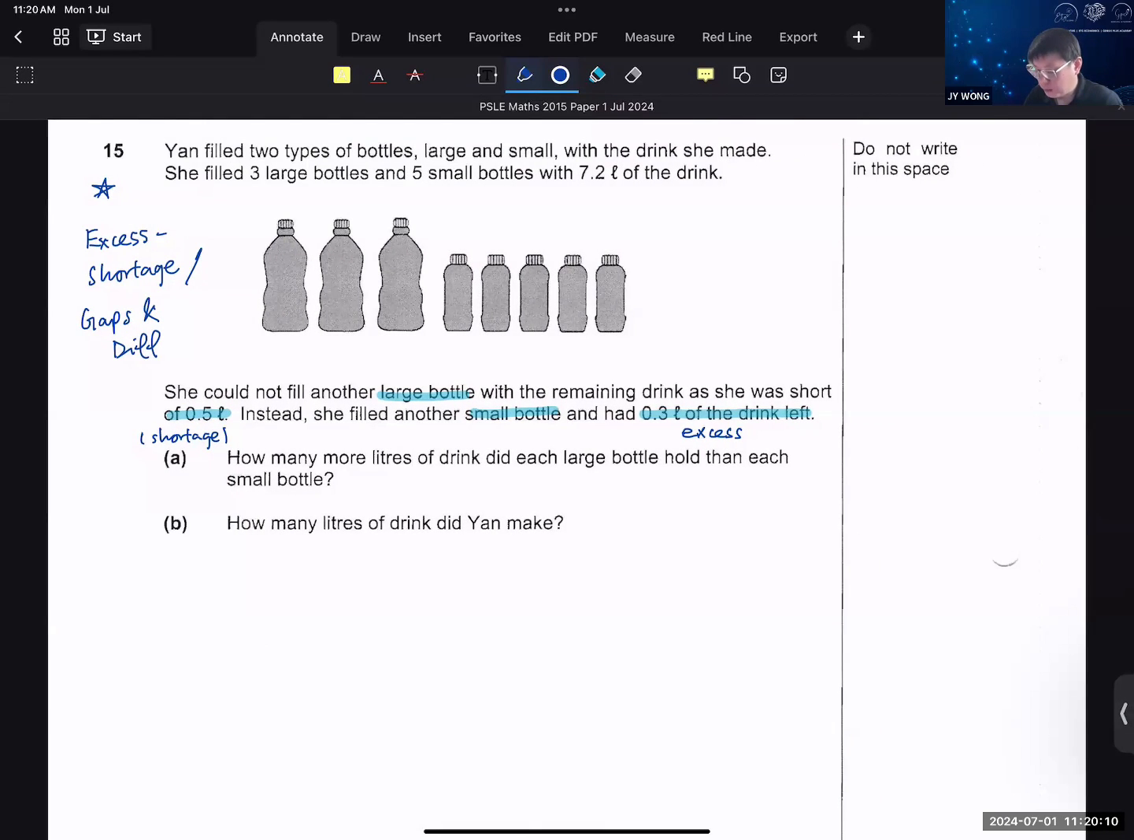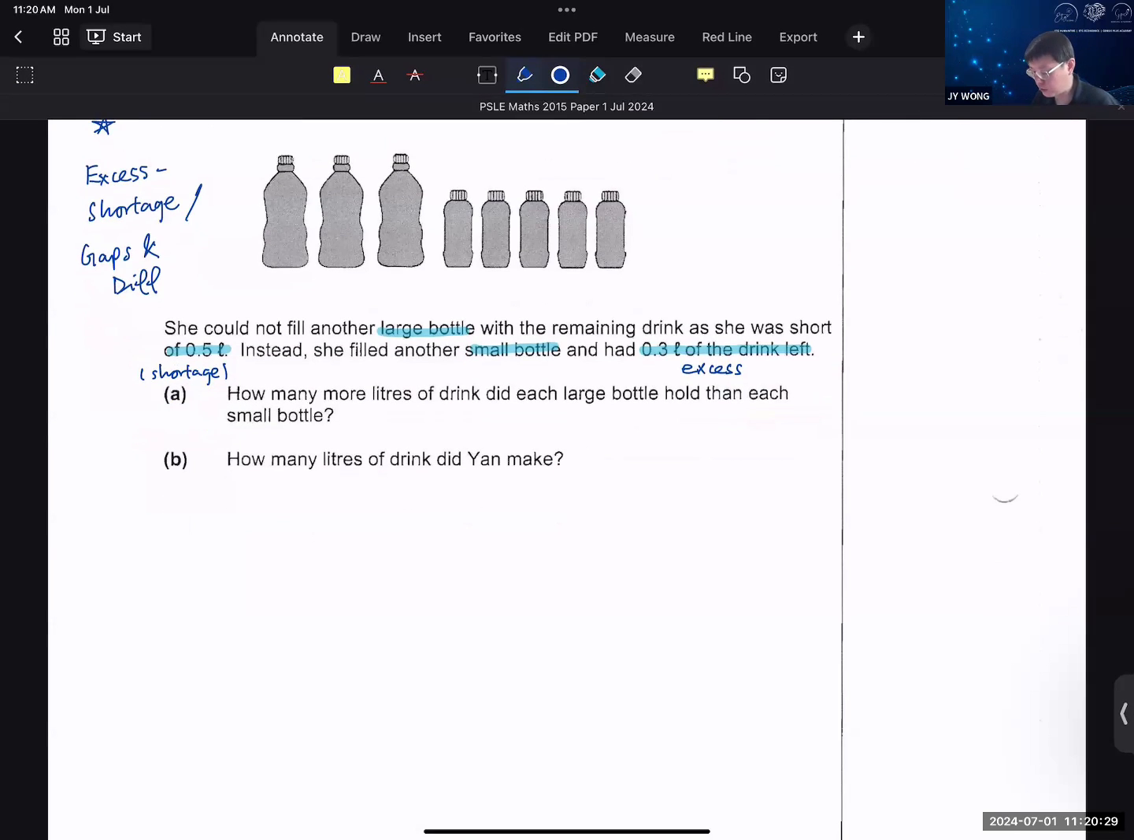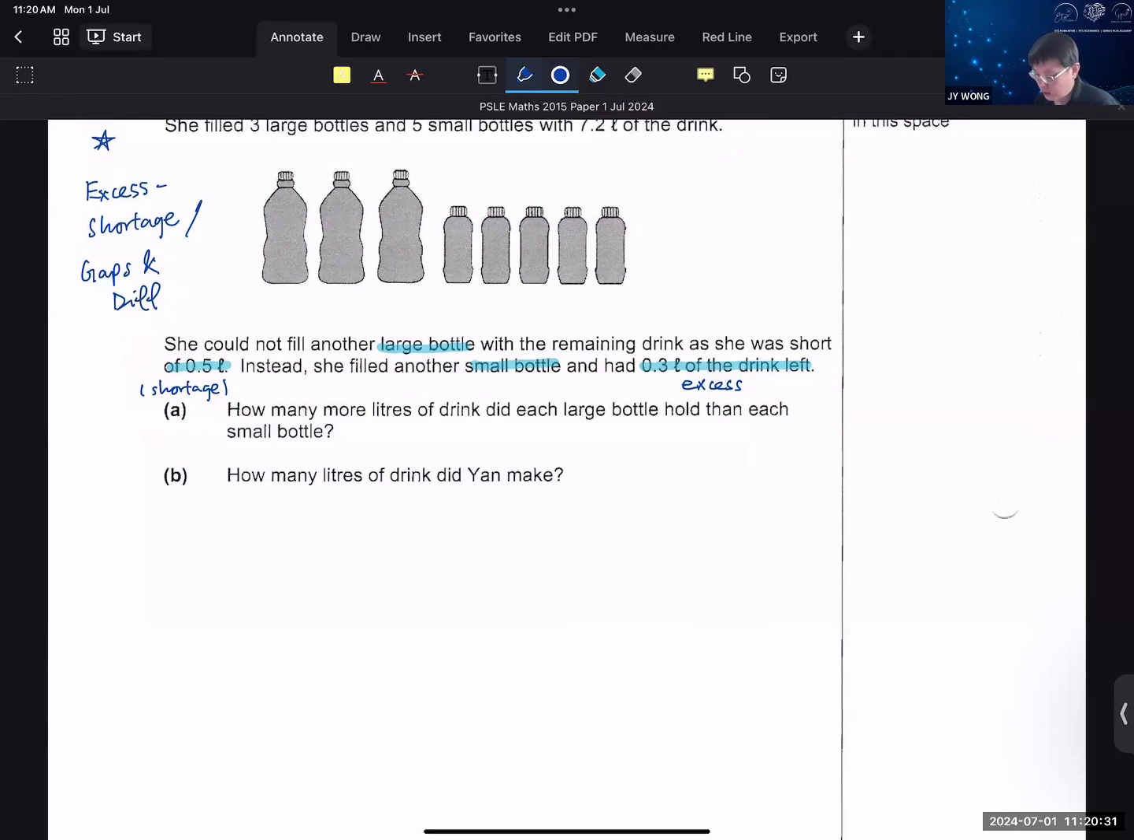So question 15, important question. Excess shortage. Not very uncommon at the PSLE, but the way of testing it varies. So students sometimes don't see that this is an excess shortage. If I give you the standard excess shortage type of question, you can see it, but you have to see that this is also an excess shortage type of question.